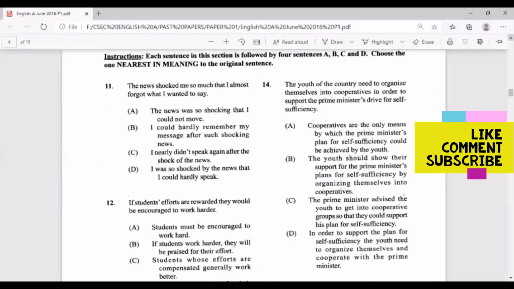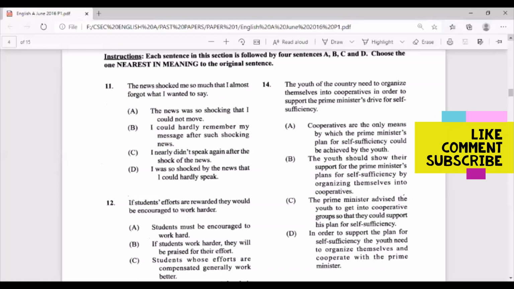A, if you look at it already, it's off. Why? Cooperatives are the only means. The original sentence never said that that's the only thing they can do. And by the way, the rest of the sentence is off anyway, because it's not about the youth achieving anything. The Prime Minister has a plan or a drive for self-sufficiency, and the youth can show that they support this drive. All right, so let's get rid of A.